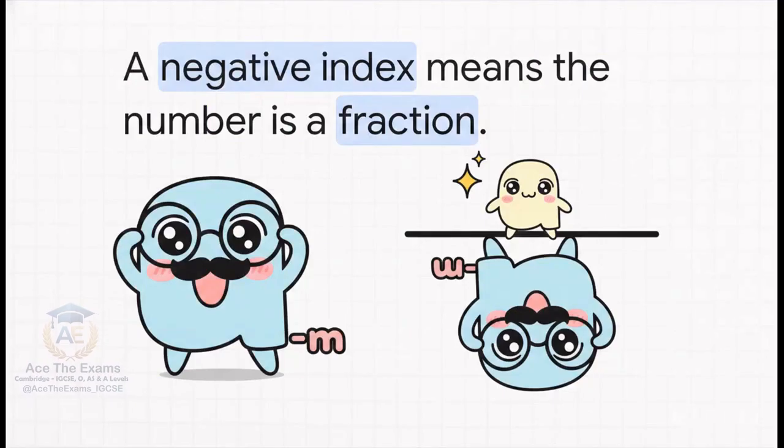And there is our next massive cheat code. A negative index isn't really a negative number at all. It's not going to give you a negative answer. It is simply a super cute disguise for a fraction. Whenever you see a negative sign up in that index, just imagine it drawing a fraction line. You pop a 1 on top, and you move your base and the now positive index straight to the bottom. It's flipping the math entirely upside down.